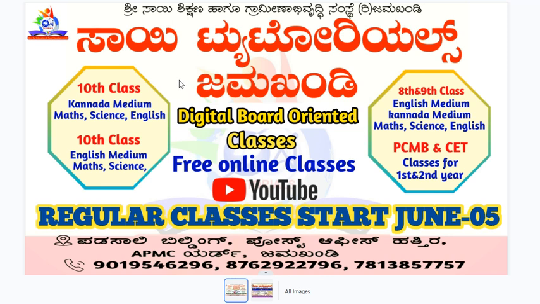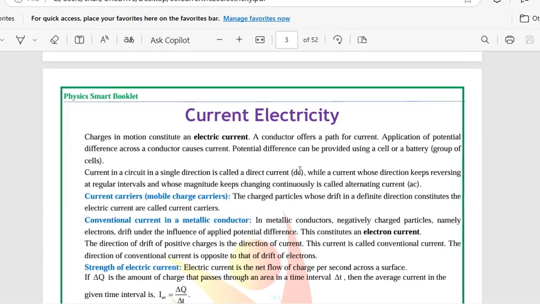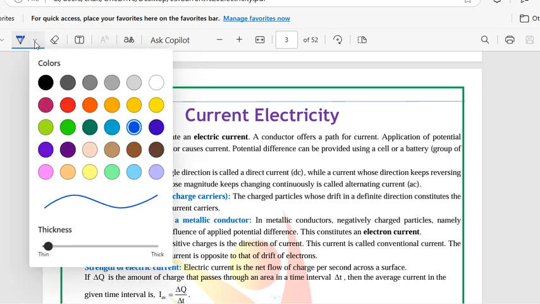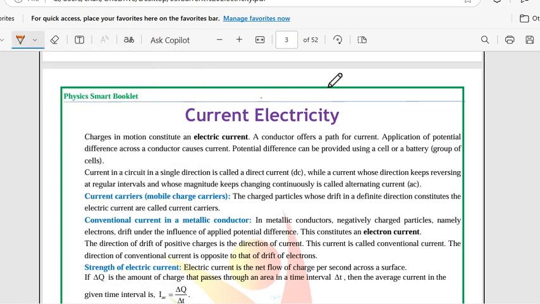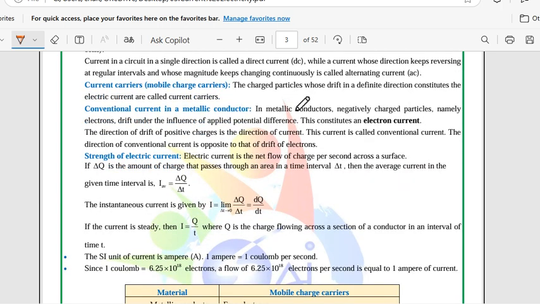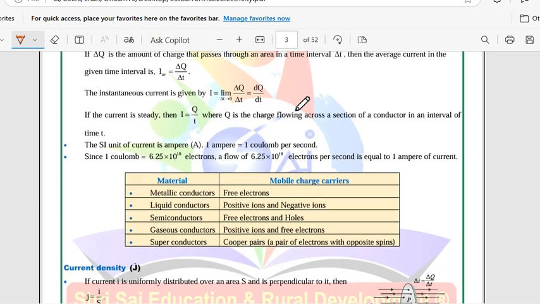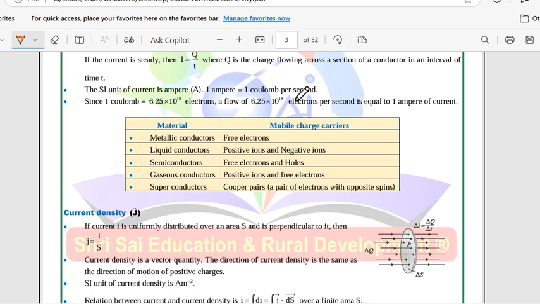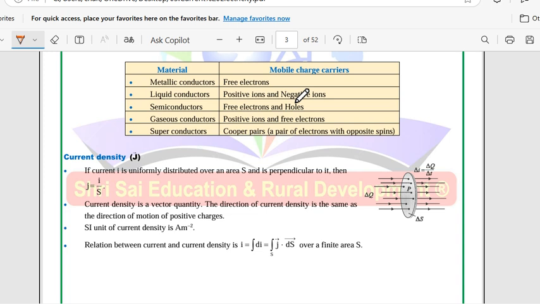Dear students, in this session I'm going to discuss the third chapter of second PUC physics, that is current electricity. In the previous session, I discussed the basic concepts related to current electricity: what is current, how electricity is produced, and what the charge carriers are.